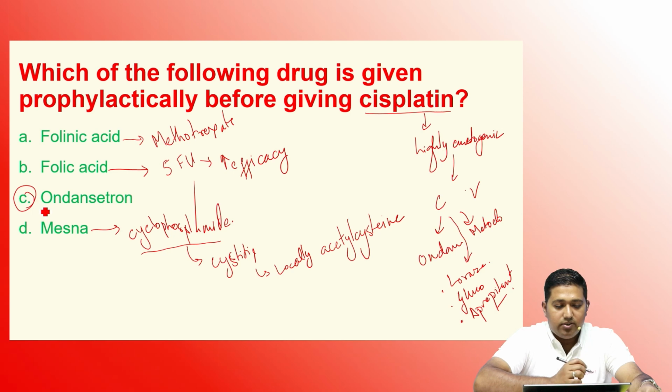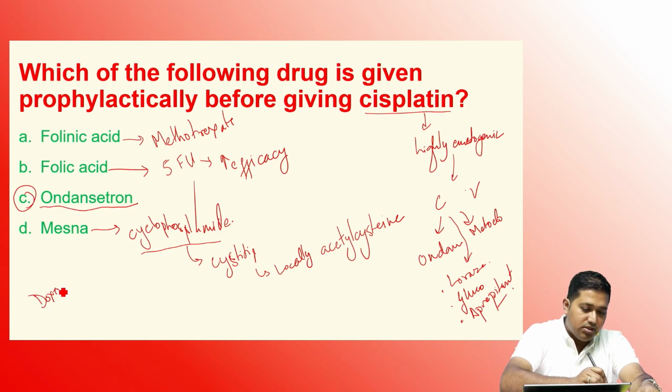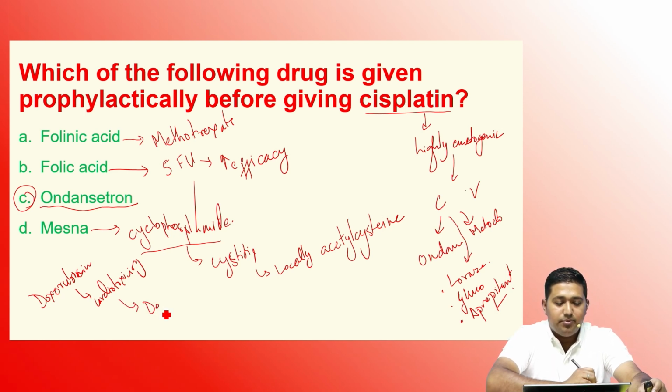So one more thing that I would like to add here is the use of doxorubicin. Doxorubicin is also going to cause cardiotoxicity, which can be decreased by giving a drug called dexrazoxane. It's an iron chelator. It can be used to decrease the cardiotoxicity of doxorubicin.